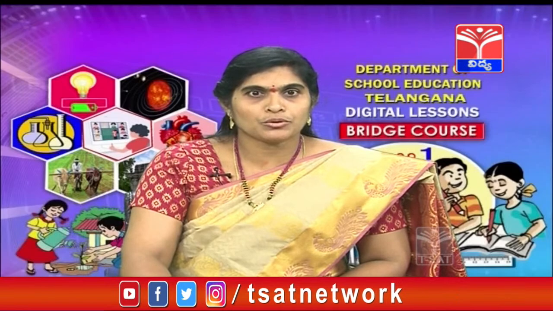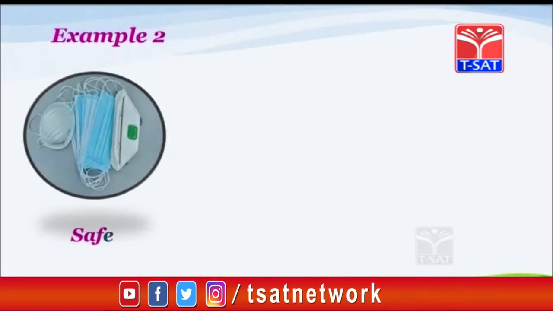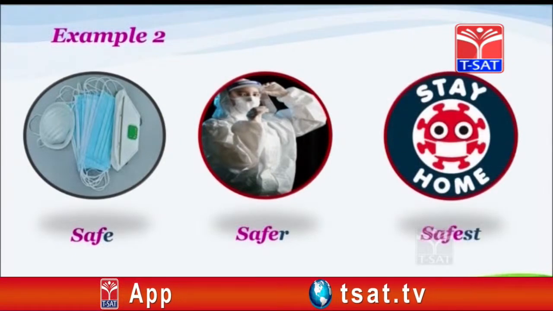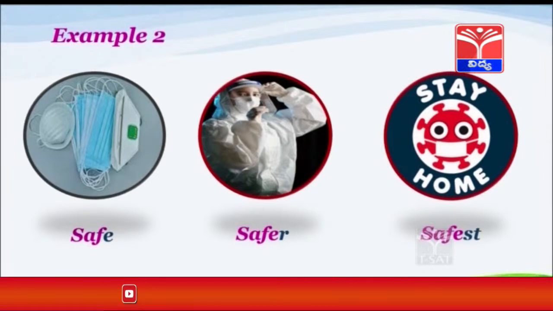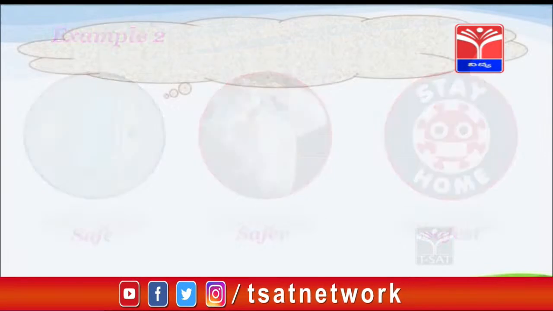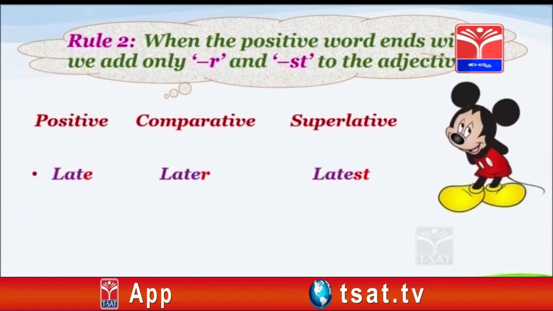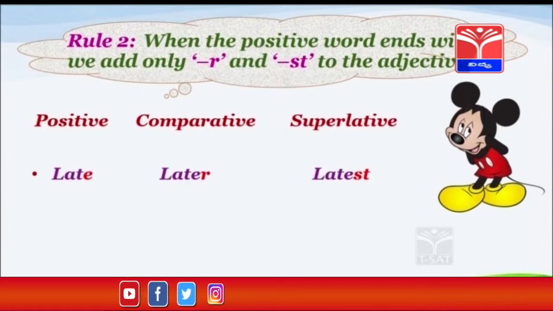Here I will show you some of the pictures. Just identify and observe the pictures carefully and read the words written below the pictures. I hope you all have observed and identified well. Very good, children. You are absolutely right. Here the word ends with the letter E. So this is our rule number 2: when the positive word ends with the letter E, we add only the letter R and ST to the adjective.